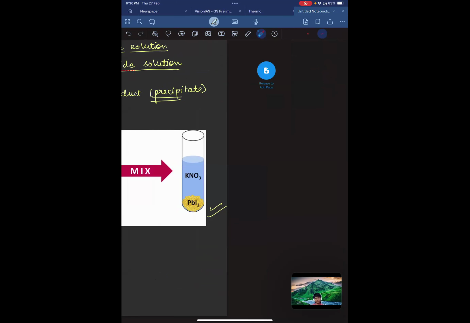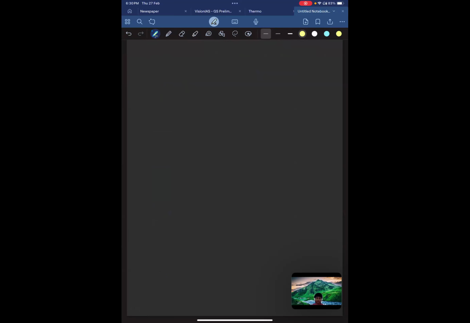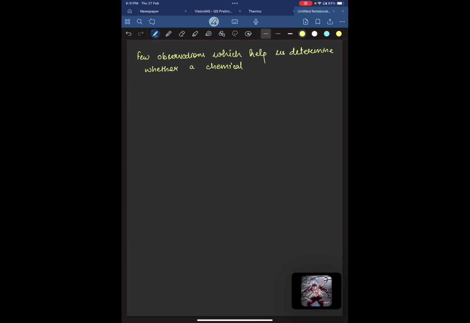So now we can write that there are few observations which help us determine whether a chemical reaction has taken place.